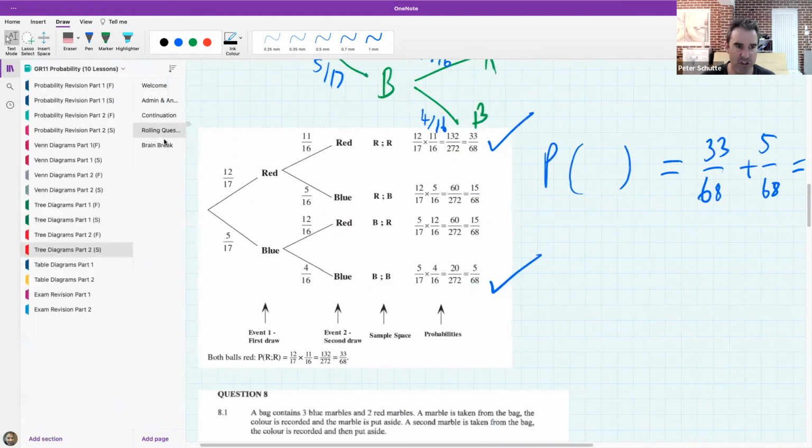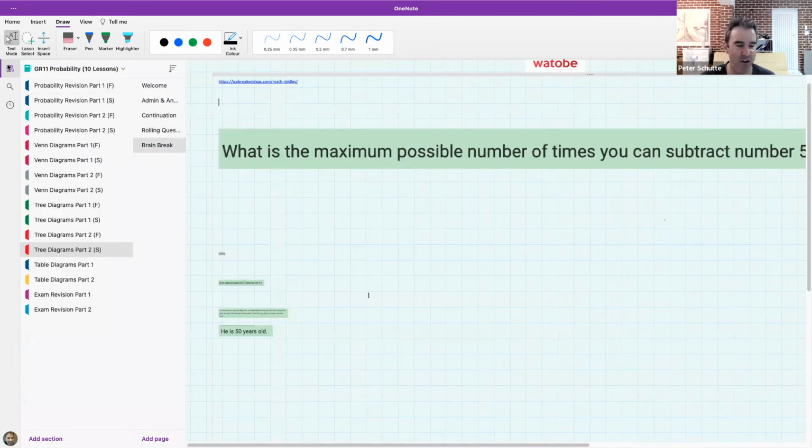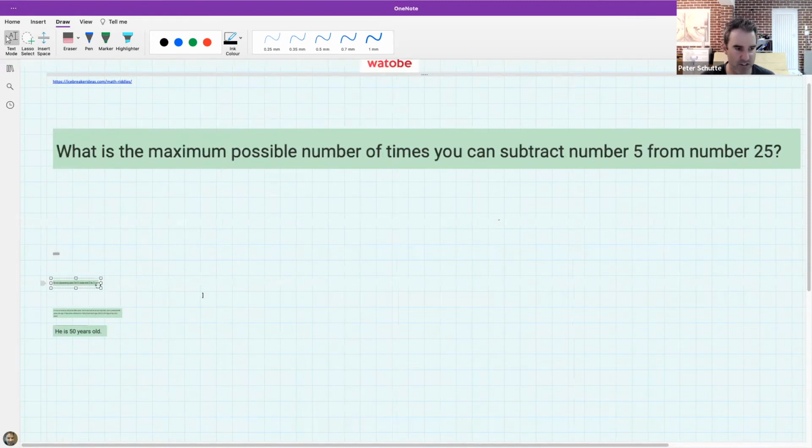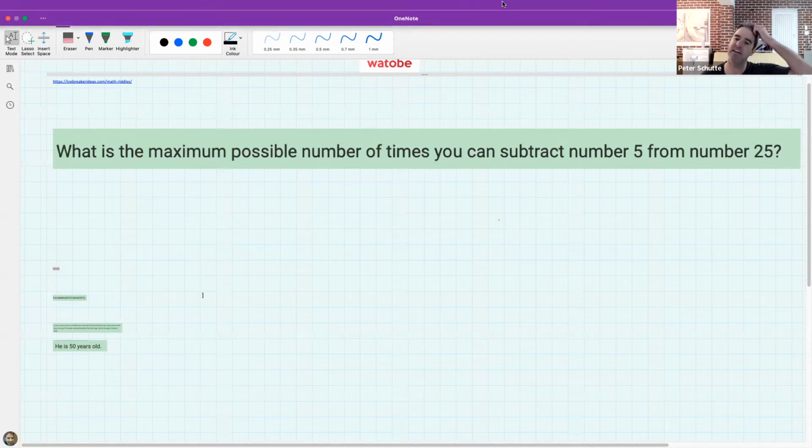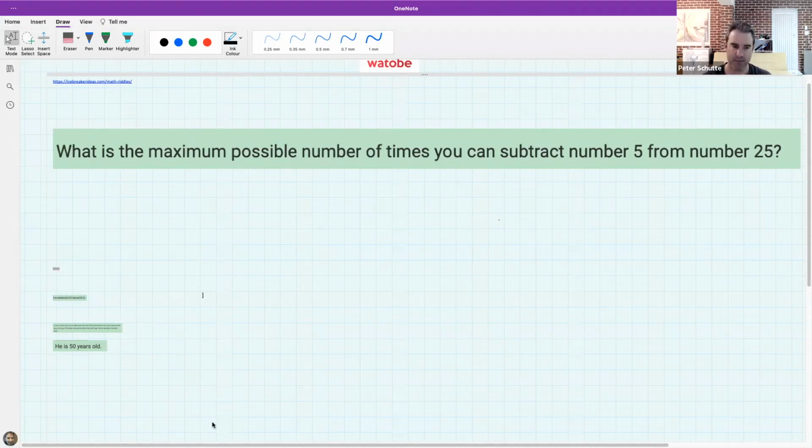And I know what you are thinking about now. What is the brain break question for today? And so here it is. What is the maximum number of times you can subtract 5 from the number 25? That is the challenge for today. See if you can do that.